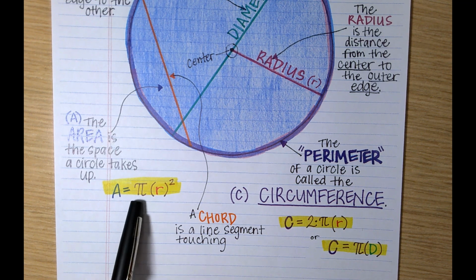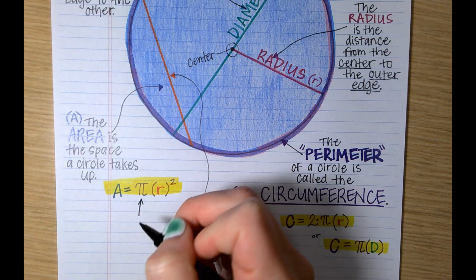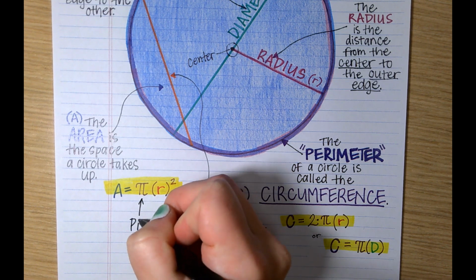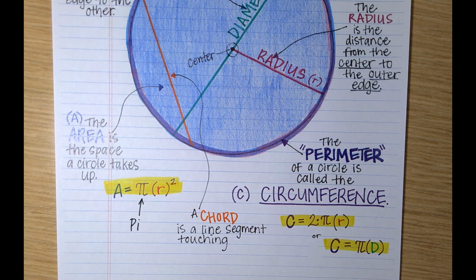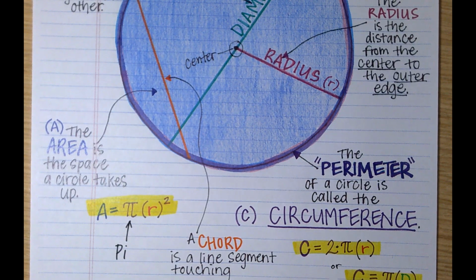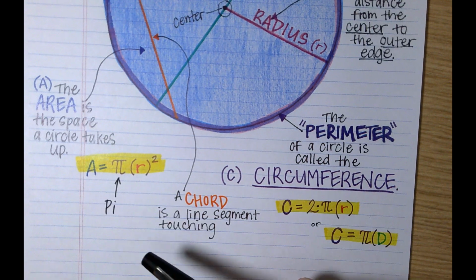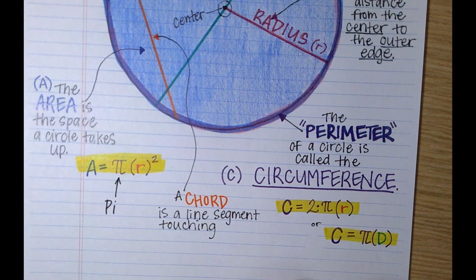We're going to learn about a fancy new number called pi, spelled P-I. That's how we spell pi. Not the pie you eat. So pi is a number that we have kind of built into our calculators.